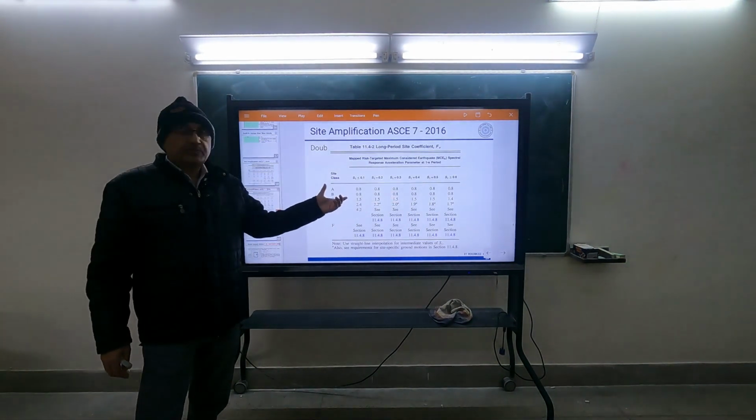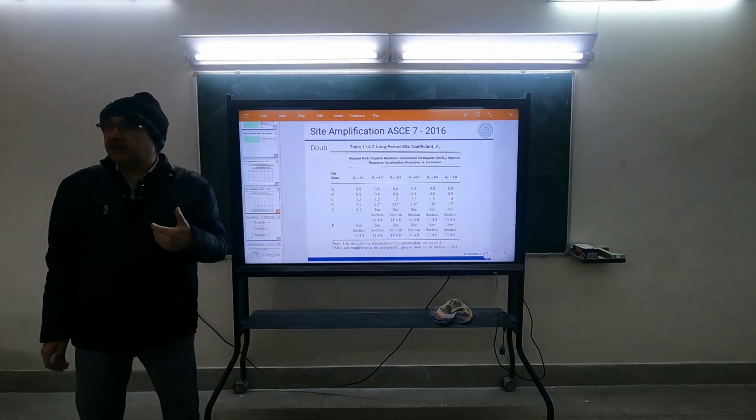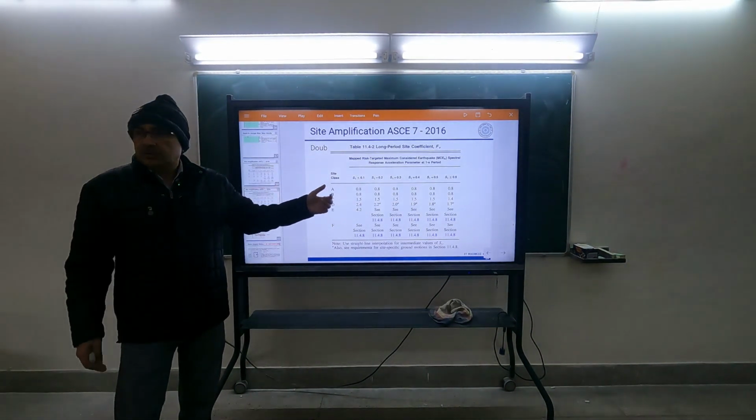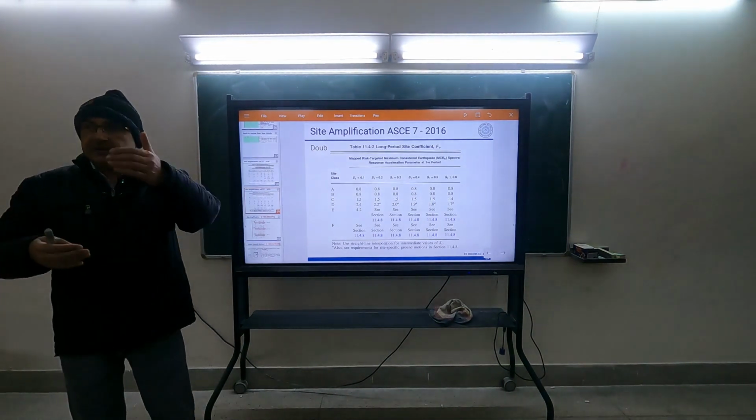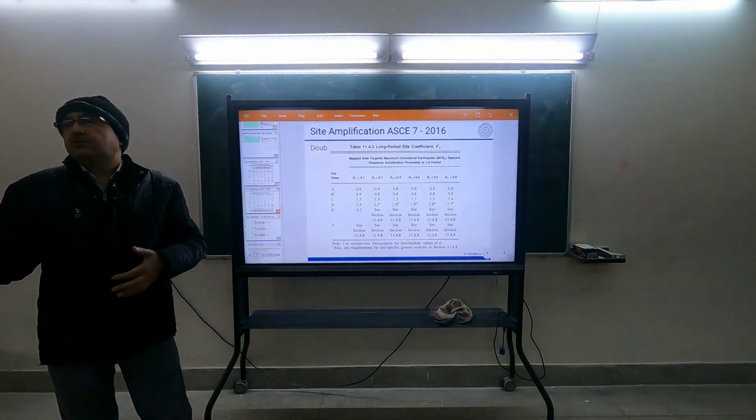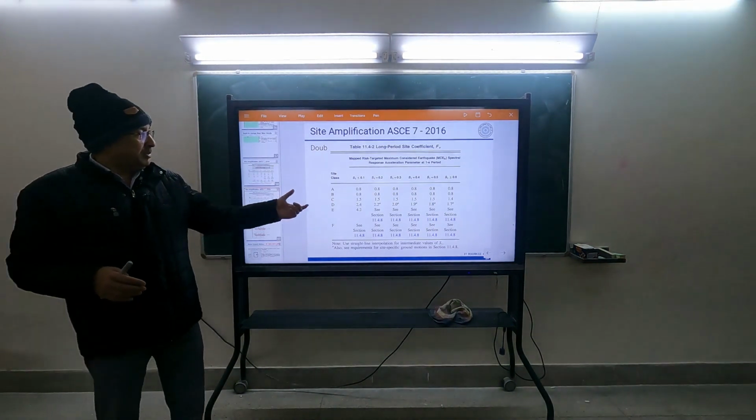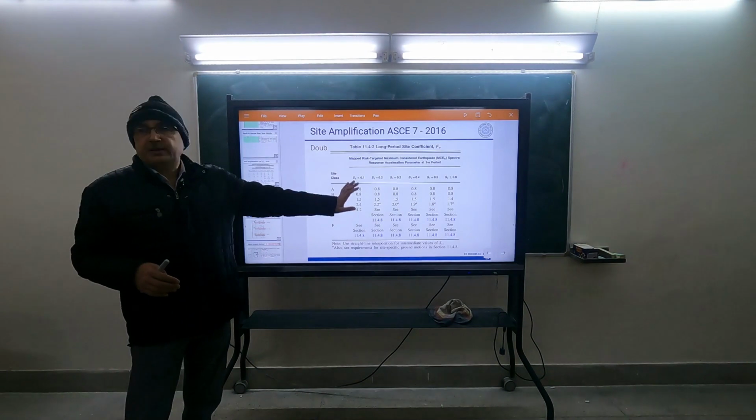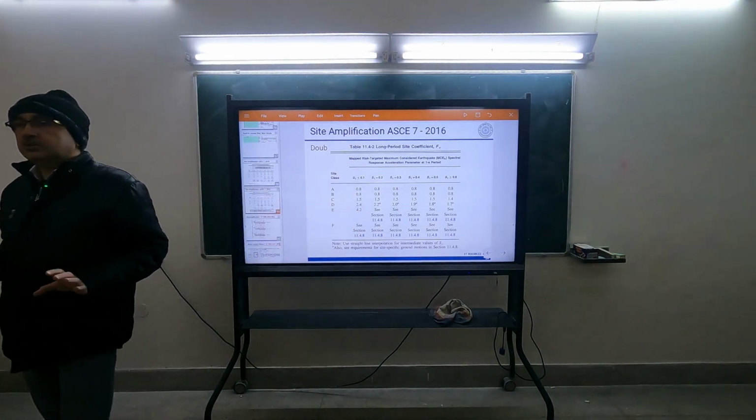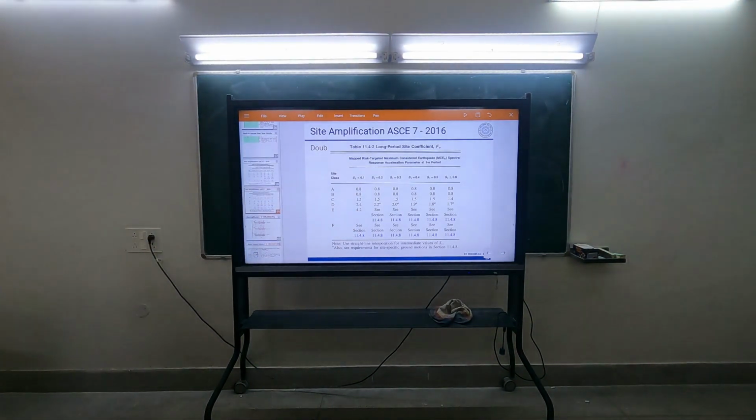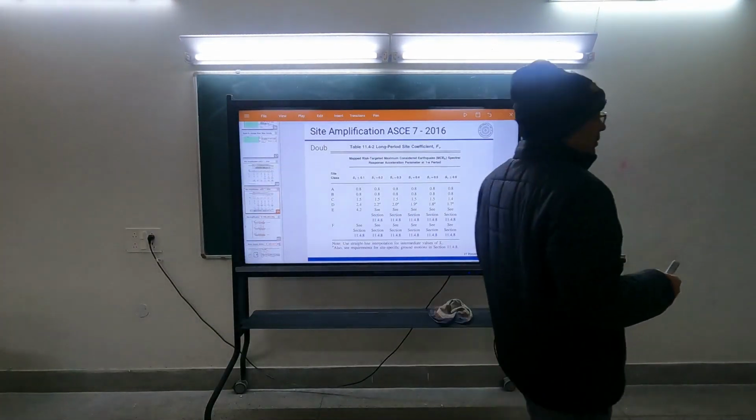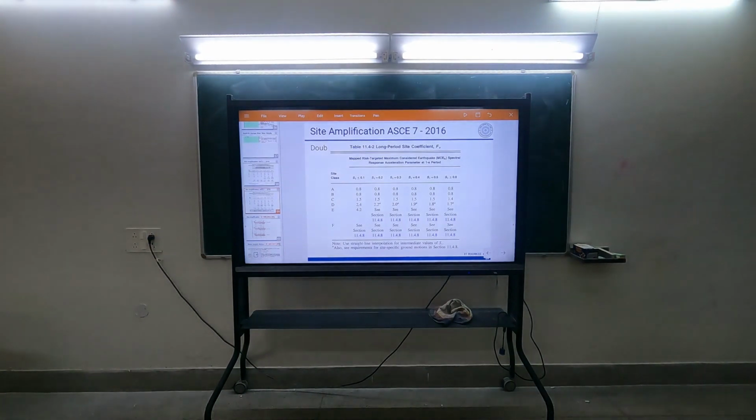Actually, if you do a site specific study, then the period of the site will also come, where this peak is occurring. That will occur corresponding to a period, and at the other periods it will be lower. So period will come into picture if you do a site specific analysis, but so far none of these codes take into account the period of the site. If you want to take it into account, you have to perform a site specific ground response study.